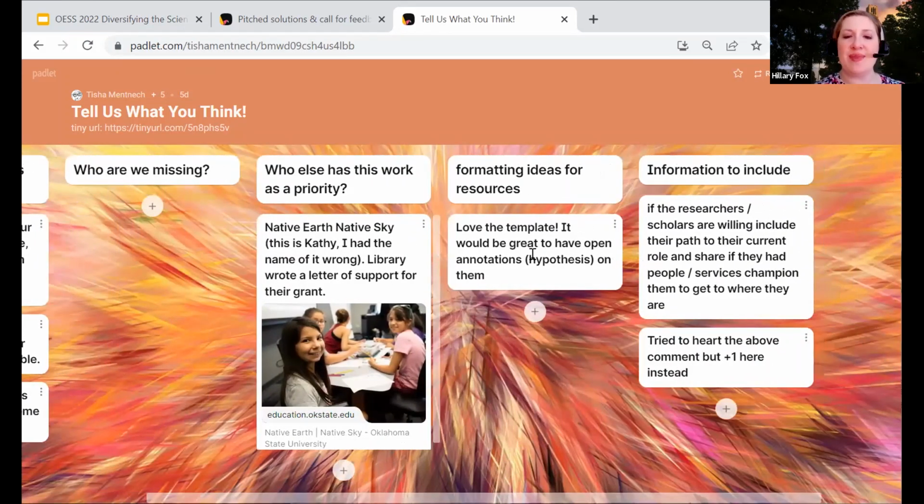People are loving the template. Yeah, that'd be great if we used Hypothesis. And if you haven't used that before, it's an open source annotation tool, but for people to chime in on that.